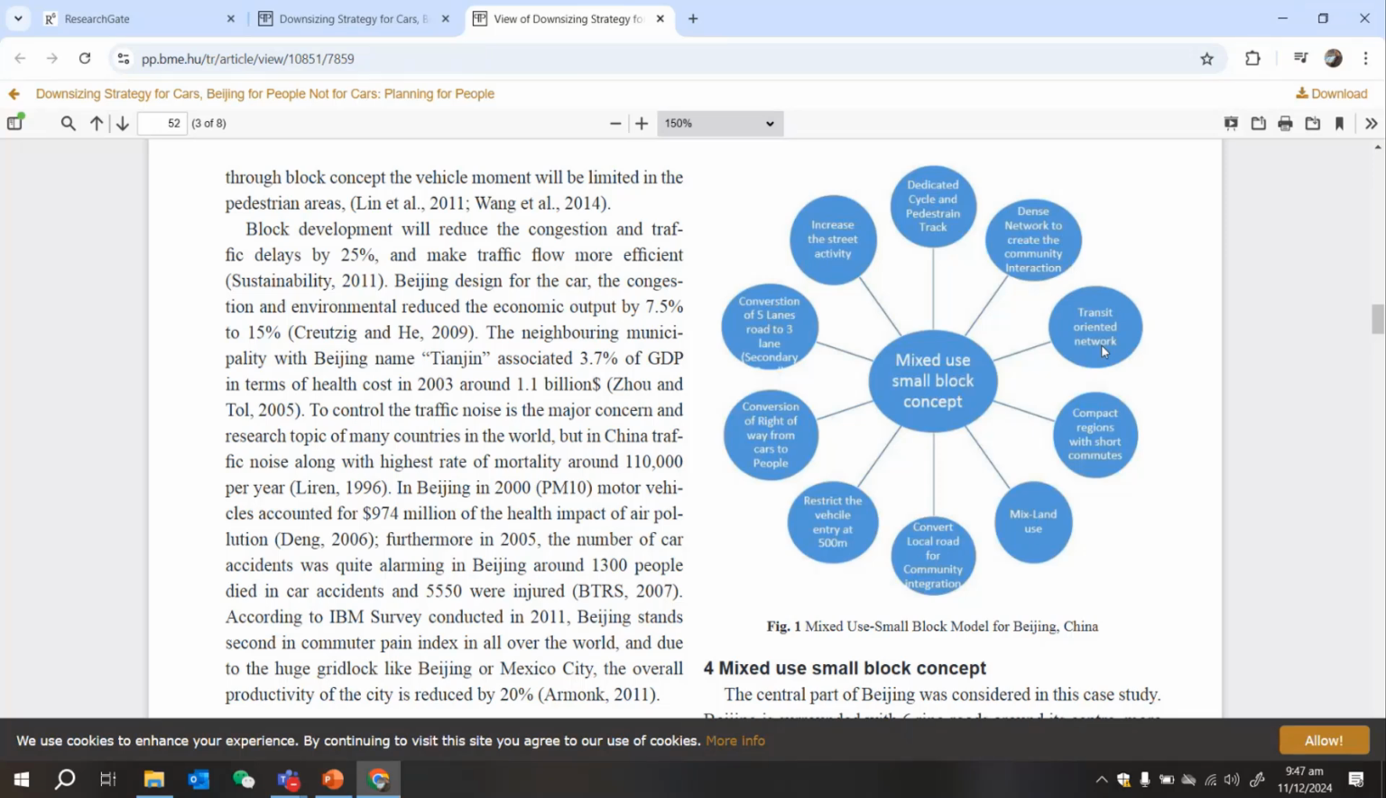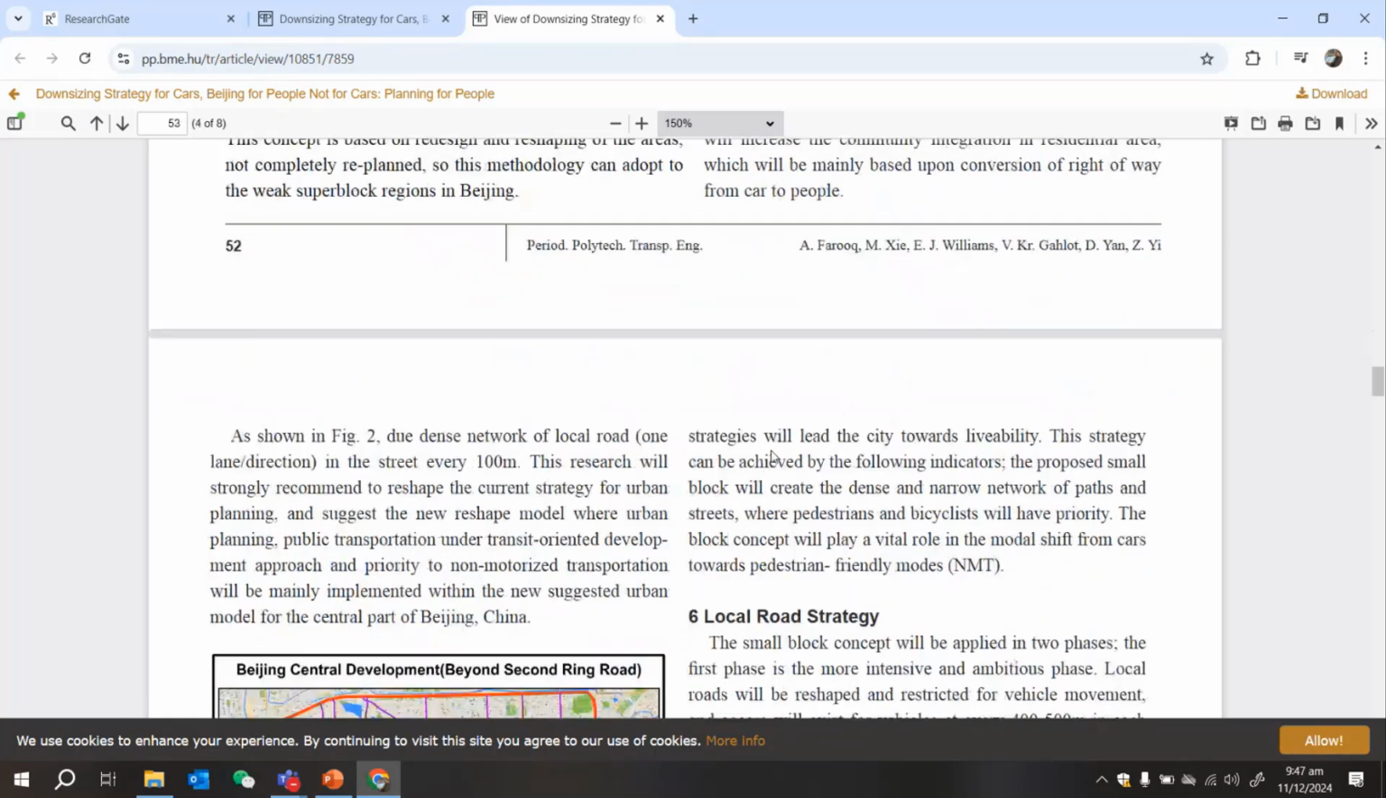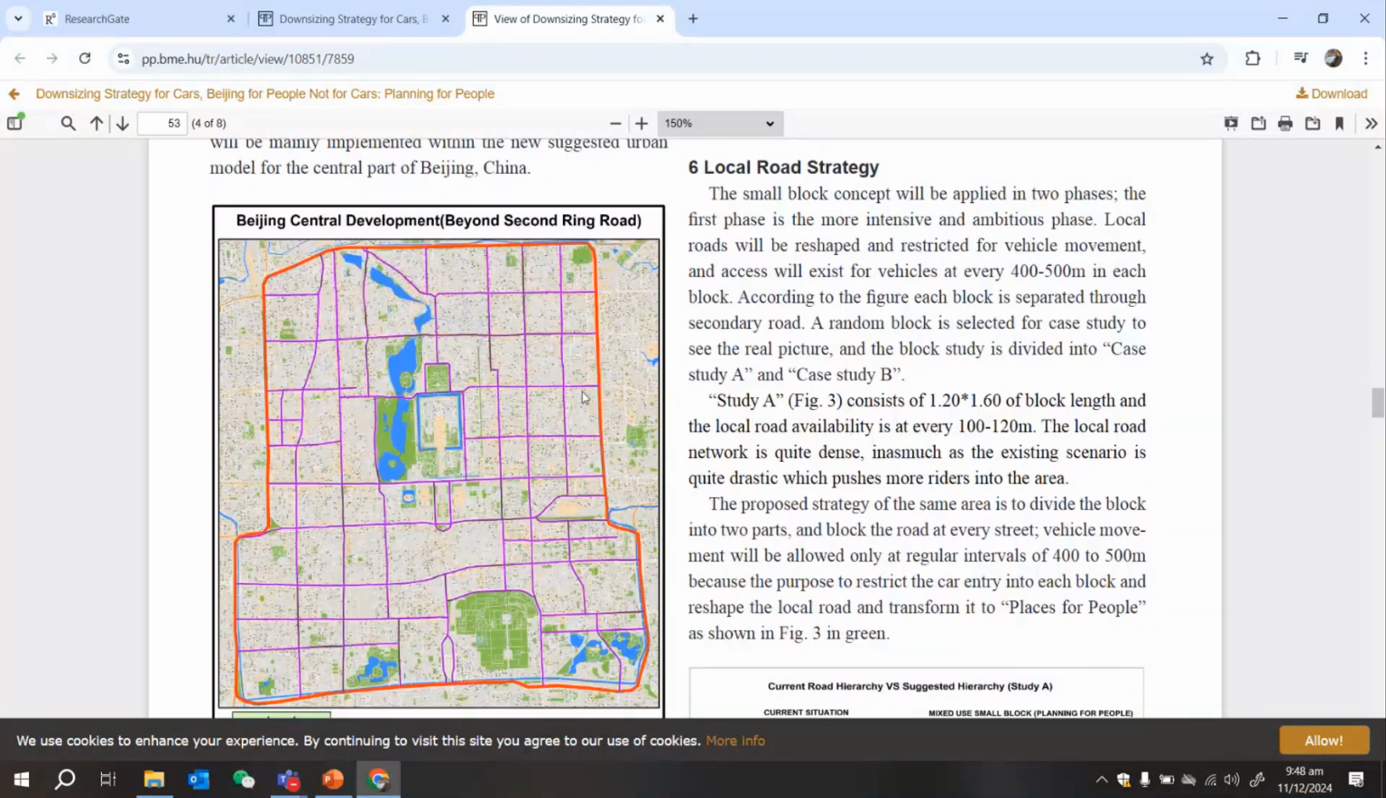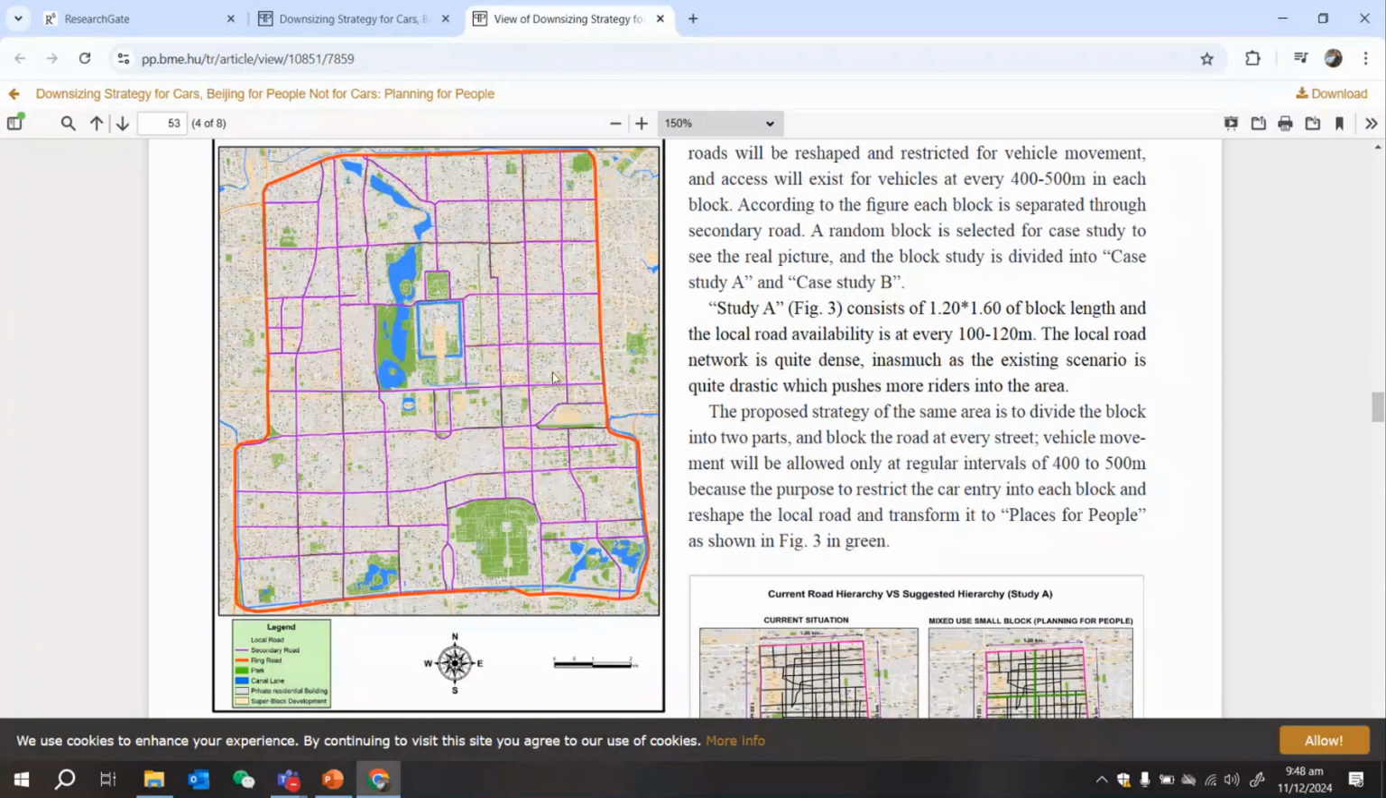We came up with the transit oriented network, which we call TOD. We came up with a compact region with short commutes, and we also came up with mixed land use. We converted local roads for community integration. We put a restriction on vehicles at every 50 meters. We converted the right of way from the cars to the people. What happened? This was one of the blocks which was considered.